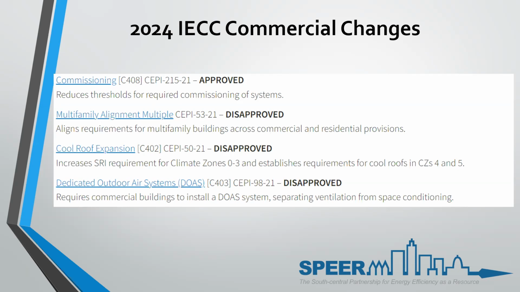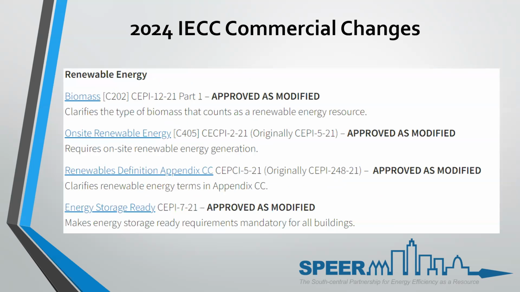It'll probably make it into the code somehow, some way, but the people that send up those proposals, even though they're not approved, will turn around and do the same thing again for the next session of the code. And then dedicated outdoor air systems was not approved, which would require commercial builders to install a dedicated outdoor air system, separating ventilation from the conditioned space. That was not approved as well. Probably will be modified and reestablished in the 2027.